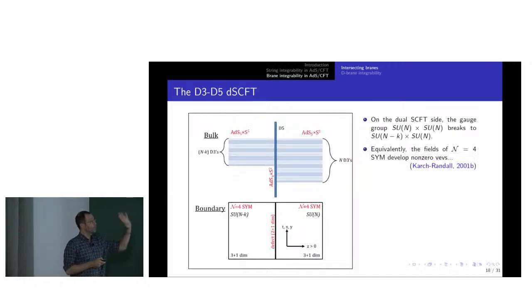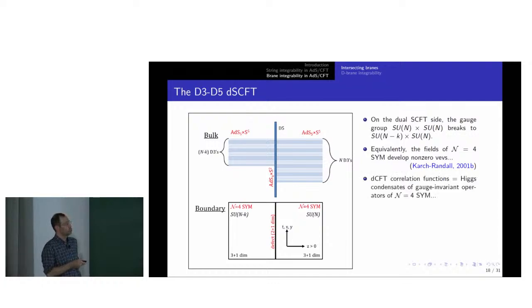And now the holographic setup in the presence of flux is this one. As I said, because of energy conservation, K of the D3 branes have to end on the D5 brane. And this, of course, induces a decrease in the gauge group rank on the left-hand side. But still on the right-hand side, we have the same setup. And this has been shown again by Karch and Randall to be equivalent to the development of a non-zero vacuum expectation value for the fields of N equals 4 super Yang-Mills.